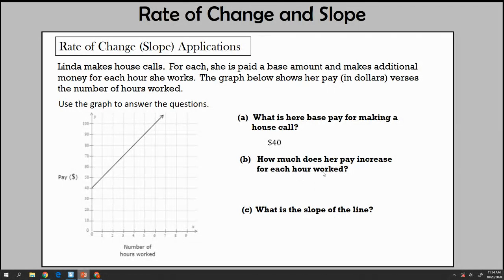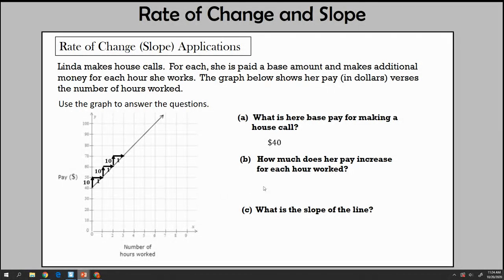How much does her pay increase for each hour worked? Okay, well, let's take a look. If I go up $10, I go over 1 hour. So a rise of 10, a run of 1. For every hour she works, she makes $10. Okay, so this is slope. We went up 10 over 1, up 10 over 1, up 10 over 1. This is a consistent slope.